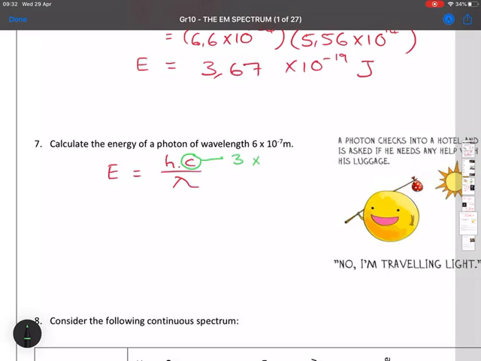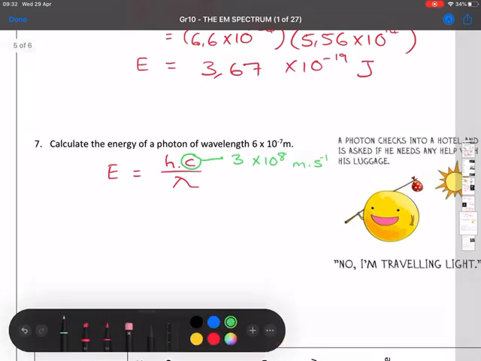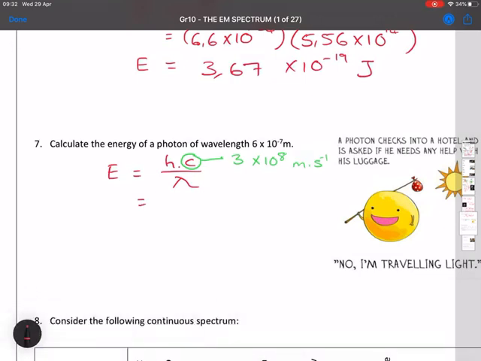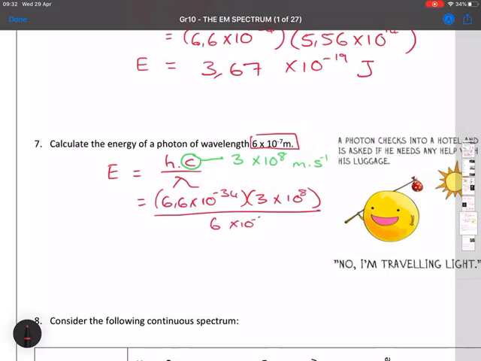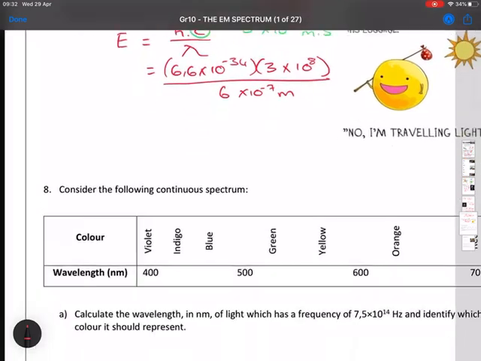And the value that you use for the speed of light in air and a vacuum is 3 times 10 to the power of 8 meters per second. Okay. So Planck's constant, 6,6 times 10 to the minus 34. Speed of light, which, as I've just told you, is actually the speed of all electromagnetic radiation. The wavelength, 6 times 10 to the minus 7 meters. And you can carry on from there.